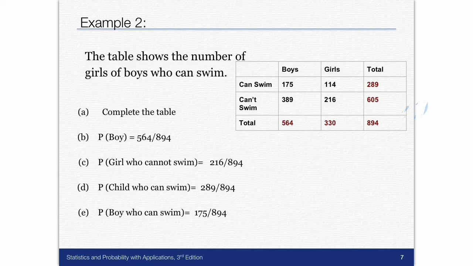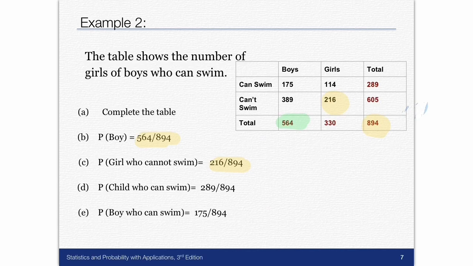Part B, what's the probability that it's a boy? Okay, so look at boys, and my total for boys is 564 out of the table total of 894. And that's where I get this. And I would convert this to a decimal, I just didn't put it on the slide. Decimal to 3 decimal places. Part C, a girl who cannot swim. So then I look at my girls column and the can't swim, the overlap, girls that cannot swim. That's 216 out of the table total of 894. So there's the fraction. I would make this a decimal in my answer and box the answer to 3 decimal places.